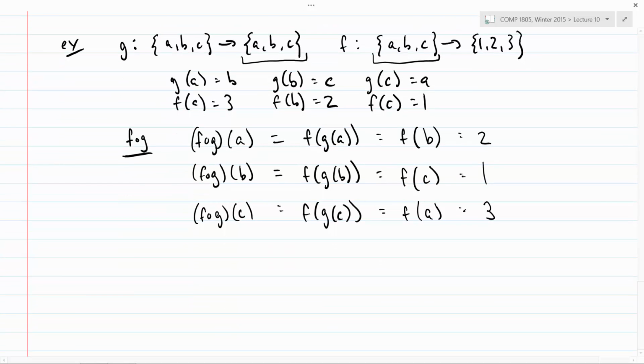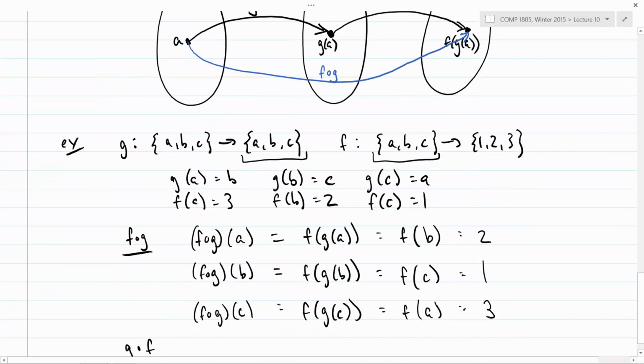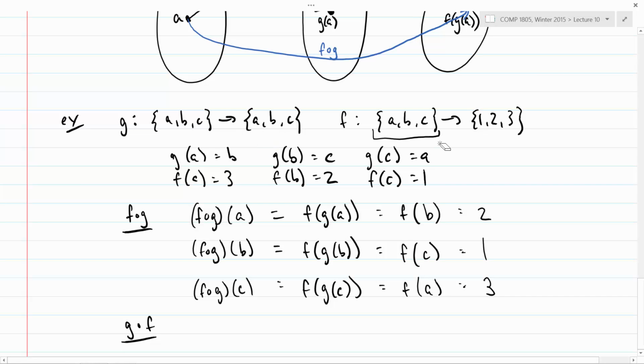All right, so then the other question you might ask yourself is, well, what's g follows f? So in this case, I look back up at my rules. For f follows g to be defined, the range of the second thing has to be a subset of the domain of the first thing. So the range of the second thing is that, and the domain of the first thing is that. So is 1, 2, 3 a subset of ABC? No. So it doesn't make sense to talk about it. We can't do this composition.